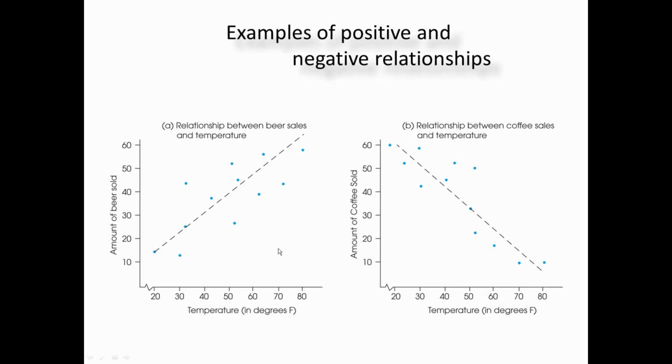For example, in the left-hand picture we see the correlation between temperature and the amount of beer sold, and as you see, the scatter plot shows a positive trend. As the temperature goes up, the amount of beer sold also increases. However, in the right-hand picture you see as the temperature goes up, the amount of coffee sold goes down, and the scatter plot shows this negative relationship.